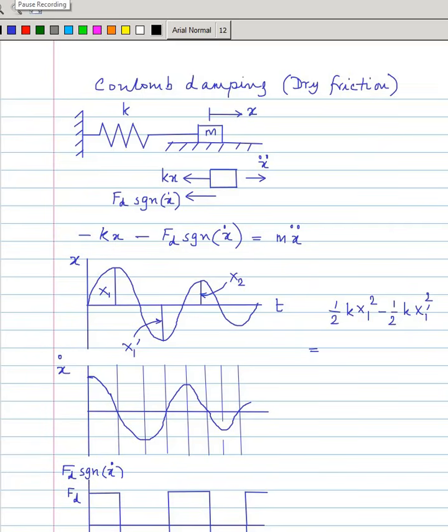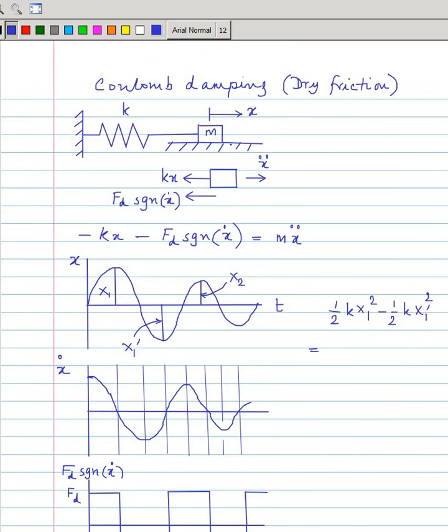Now here we talk about Coulomb damping, or the dry friction damping. This mass is moving on a rough surface, and the normal reaction on this mass from this surface is N, and the friction force is mu N or mu mg.